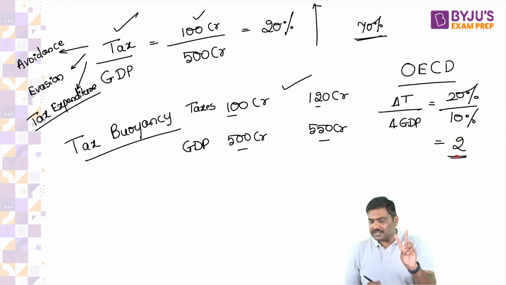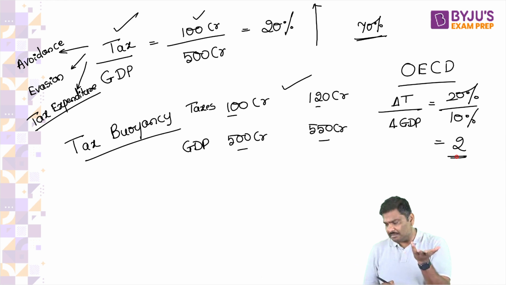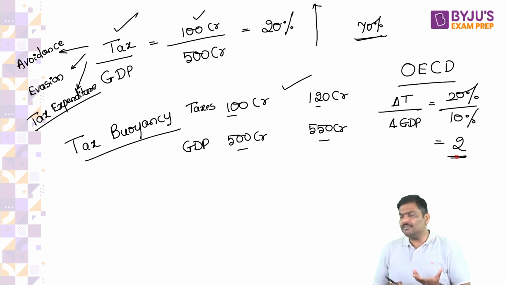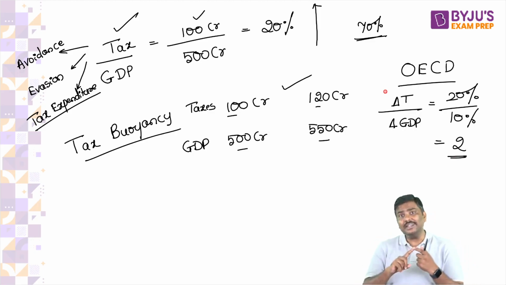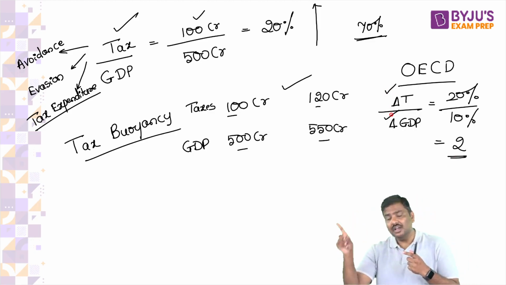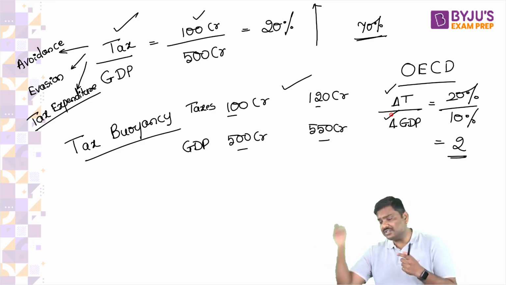Any problem with this? Now, what is the importance of this number? The importance is that tax buoyancy will basically make a connection between how the tax collection has changed and how the GDP has changed.